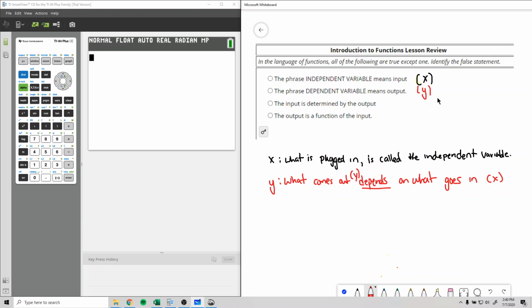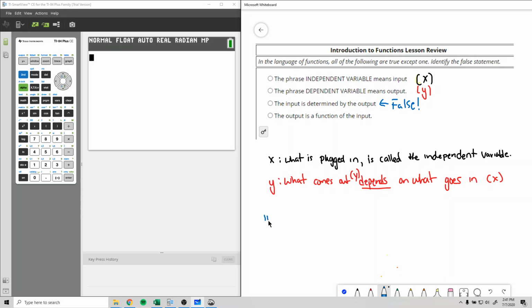So those are both true, but it's also good to know: x is independent, y is dependent. You'll hear those words every so often in the class. Now, which one of the last two is false? It's this third one here. It says the input is determined by the output. This is false. Why is this false?